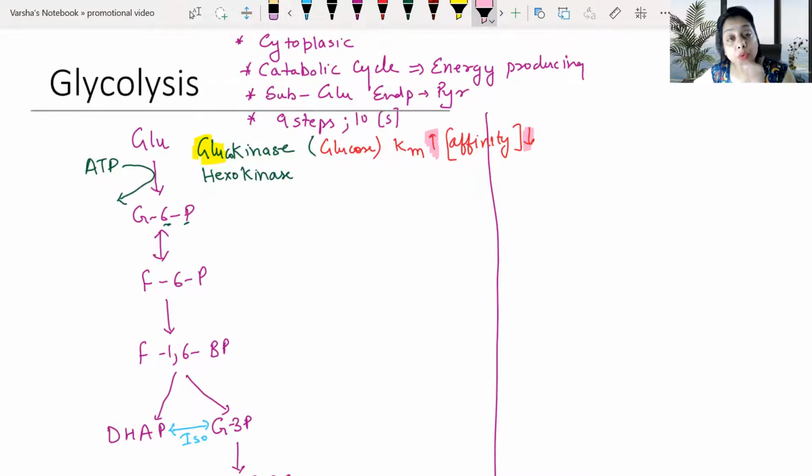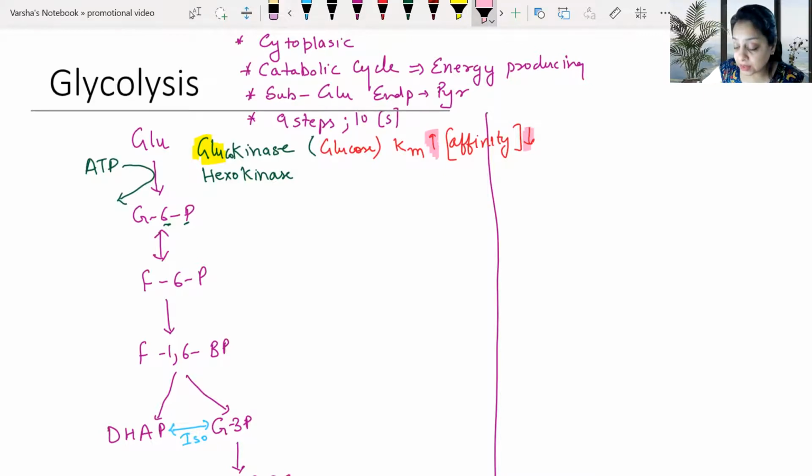So for glucokinase to convert glucose into glucose 6-phosphate, or to work, we need lots of glucose in the blood. We need lots of substrate concentration, higher Km. So glucokinase only works when you have just eaten, because then you have higher glucose in the blood. At that point in time, glucokinase will start converting glucose into glucose 6-phosphate.